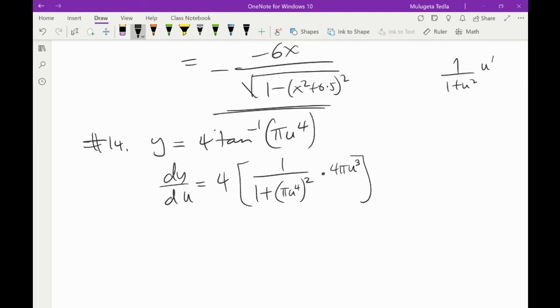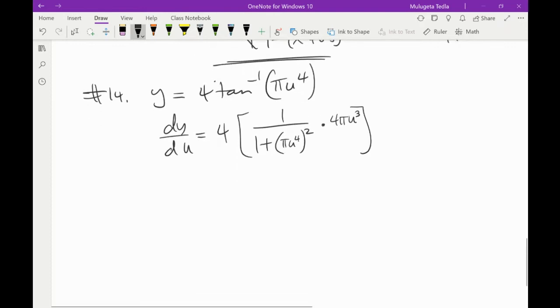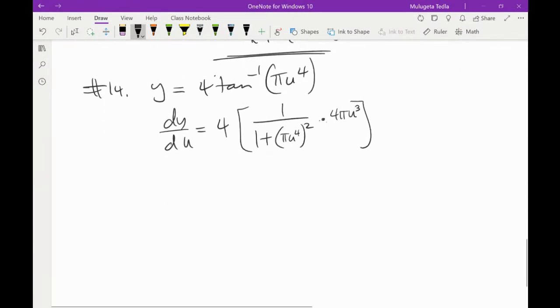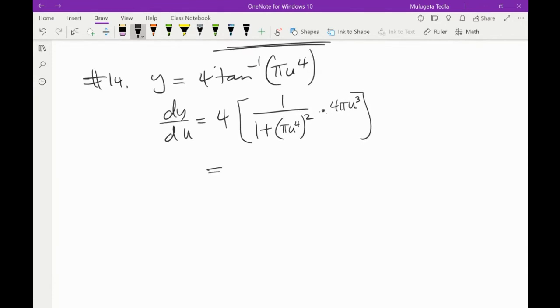Bring the 4 up front. Pi is a number, so keep the pi. Take away 1 from the exponent. Okay, let me double check. The inverse of tan has 1 over 1 plus u squared, you complete that cycle, times the derivative of u, which is this. And then we're done. So the top is 16 pi u cubed over 1 plus, you can also FOIL the exponent for this answer.